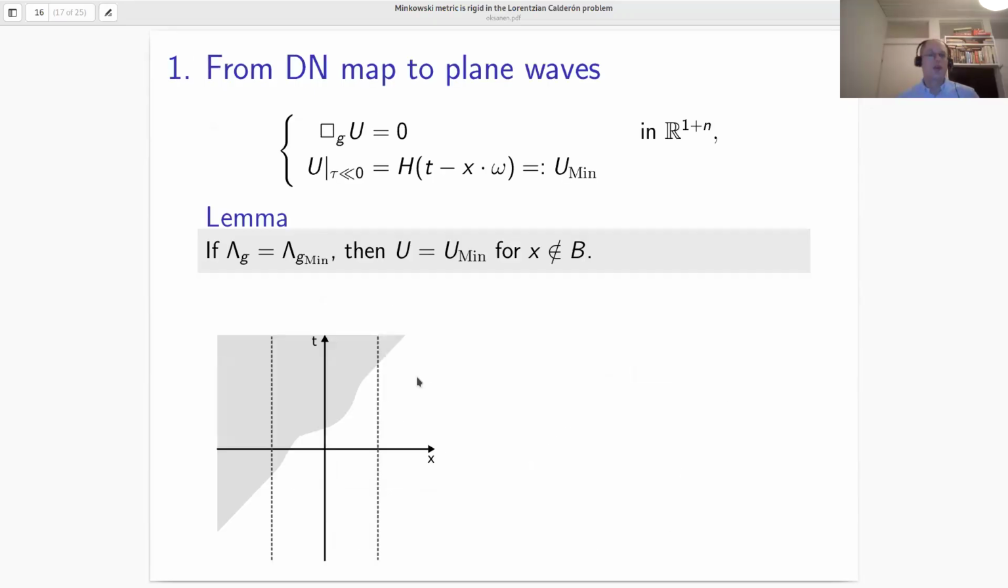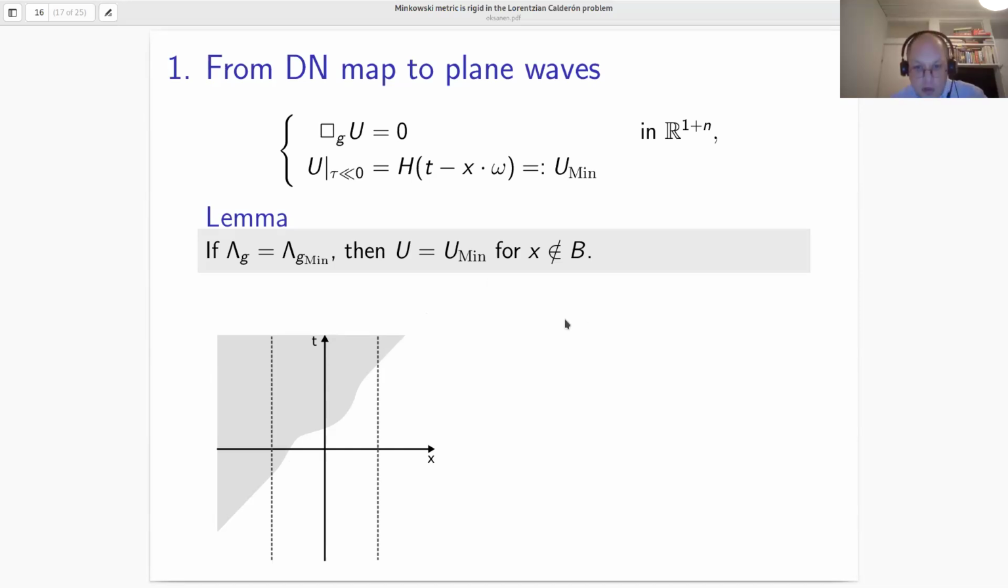Okay, so now the first step is to show that if the two Dirichlet maps coincide, then this distorted plane wave actually coincides with the Minkowski plane wave outside the cylinder. So the picture looks like this. There can be some wiggling inside the cylinder, but when it comes out, the interface is again straight, and it's sort of continuing along the same plane.